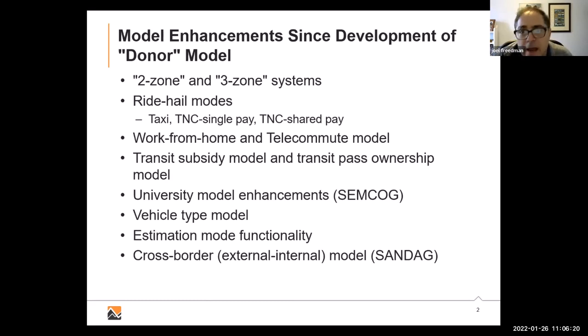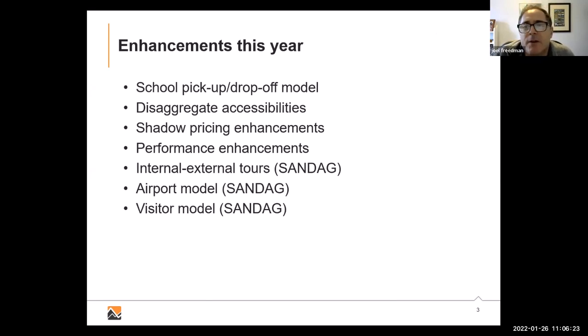Next slide. Oh, this is me. I'm controlling the deck. Okay. We're also, Joe mentioned the tranche 7 work orders that are just being executed now with the consultant team. They include a lot of these enhancements. A school pickup drop-off model will be implemented. I think both the Southern Oregon and Portland Metro models already have a version of this, so that's an effort to bring ActivitySim up to the same level as CT-RAMP.